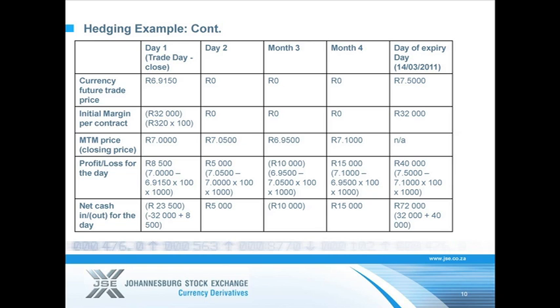And as you will see, your 32,000 Rand there in line 2, initial margin, is returned to you. This was your money. The loss or the profit for the whole period is 40,000 Rand. So from the time you enter into the contract till the time you exit, you would have made 40,000 Rand. This money is used to offset the loss in terms of which the direction of the underlying currency moved.